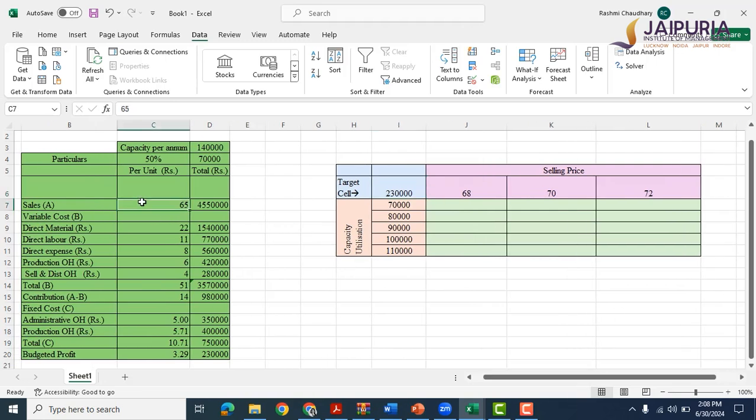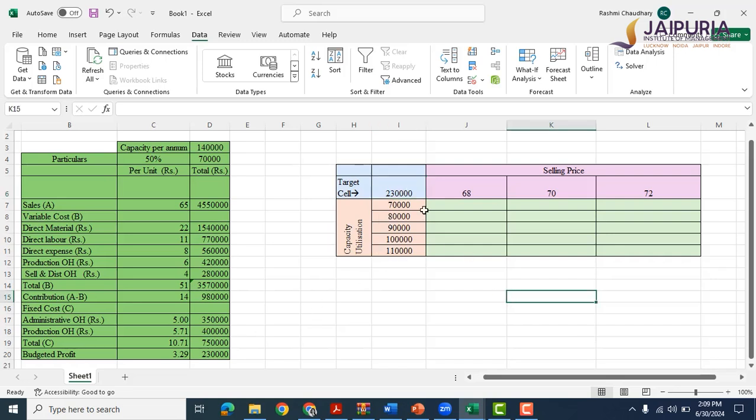Initially the selling price is 65. Suppose the selling price goes to 68, 70, 72. So what will be the profit? In this column, if the selling price is 68 and the capacity utilization is 70,000, what will be the profitability? If the selling price is 68, and the capacity utilization is 80,000, what will be the profitability? And so on. So how is the data table used? With the help of the data table, by changing two pieces of information, we can find out our target values. The target value is the budgeted profit here.